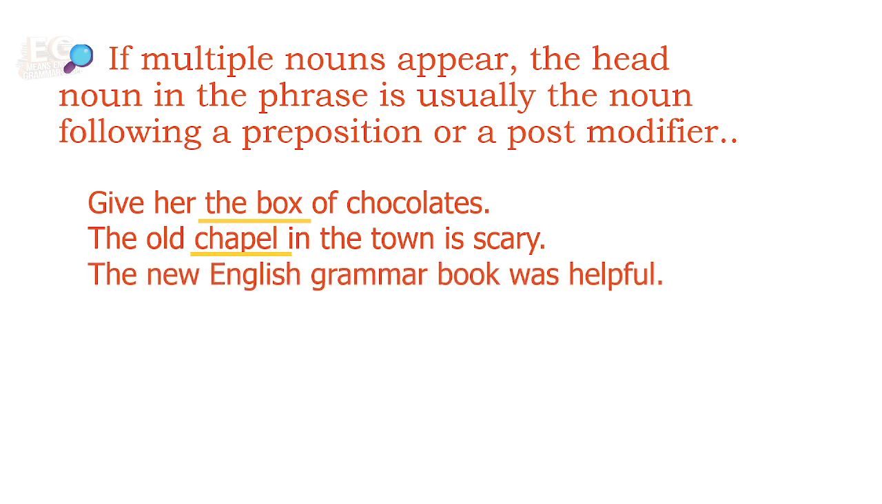In this example, the New English Grammar book was helpful. Which one is the head noun here? The head noun is book. So we have the noun phrase, the New English Grammar book, because the other words are describing the head noun book. Similarly, in the previous sentence, the old is describing the head noun chapel. And next, the box: the chocolates are giving more information about the head noun box. The box of chocolates.